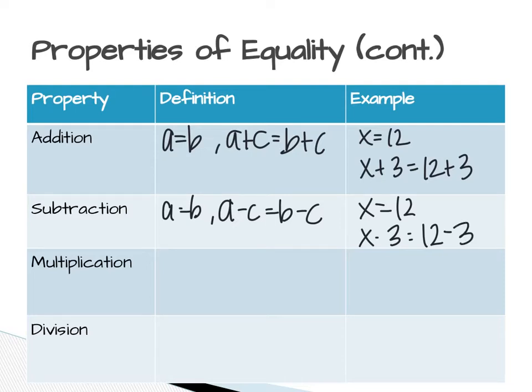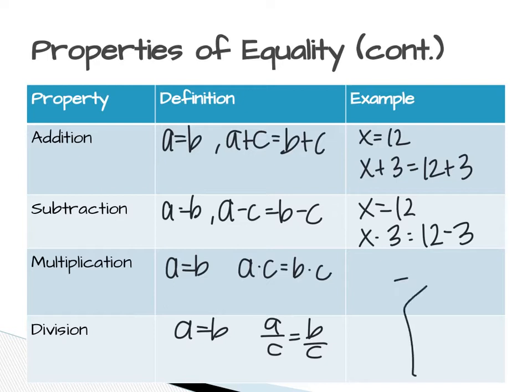Then there's the multiplication property of equality, which states that you can multiply both sides of an equation by the same thing. And then there's the division property of equality, which states that you can divide both sides of the equation by the same thing. So A over C equals B over C. And I'm not going to finish filling those out. I think you got the point.